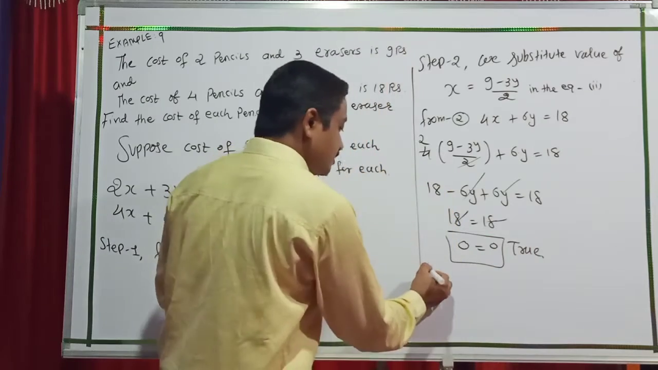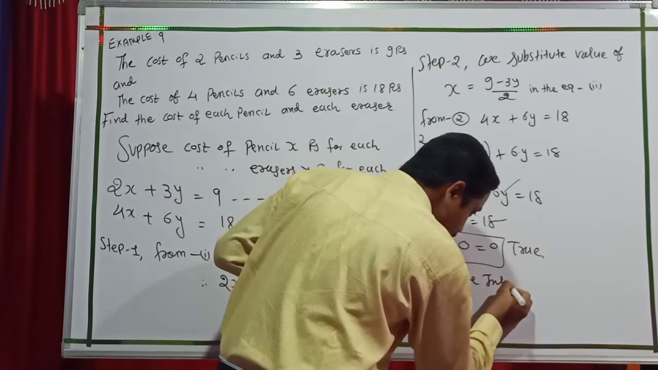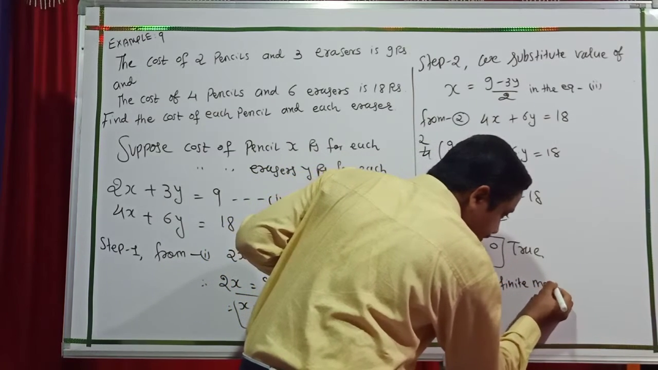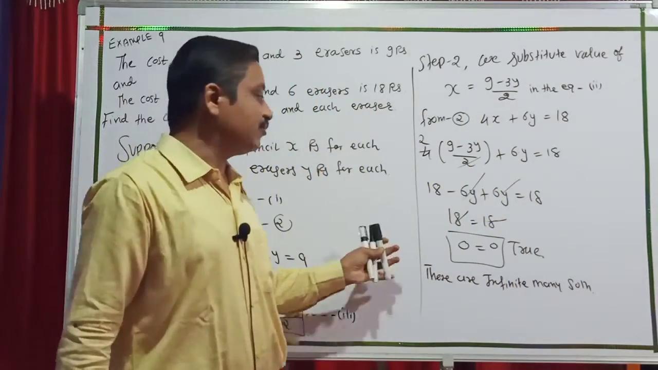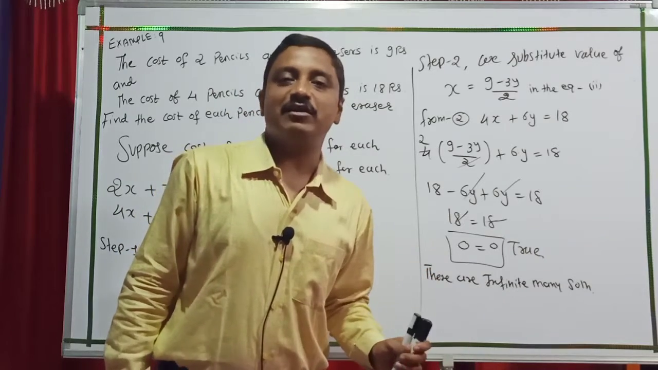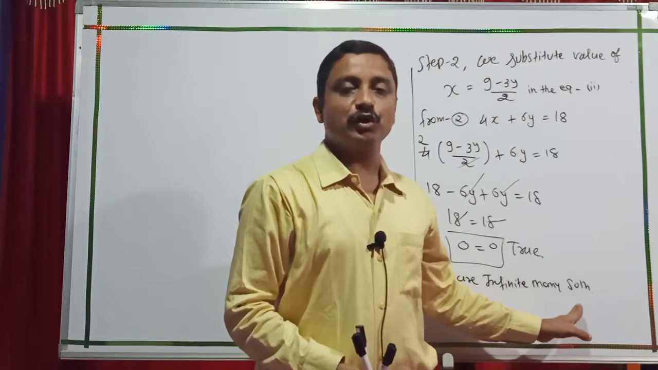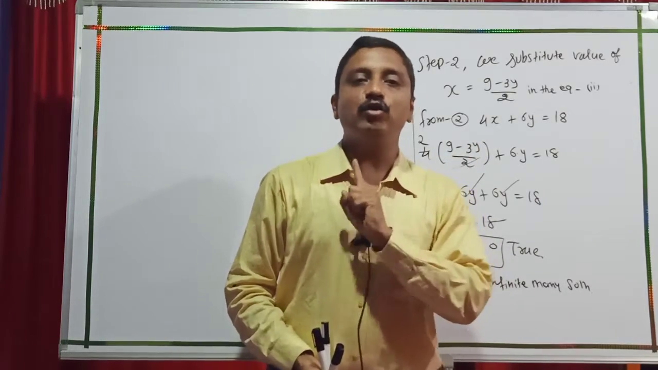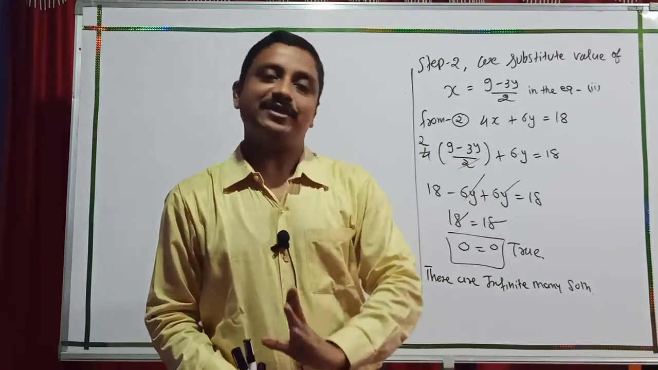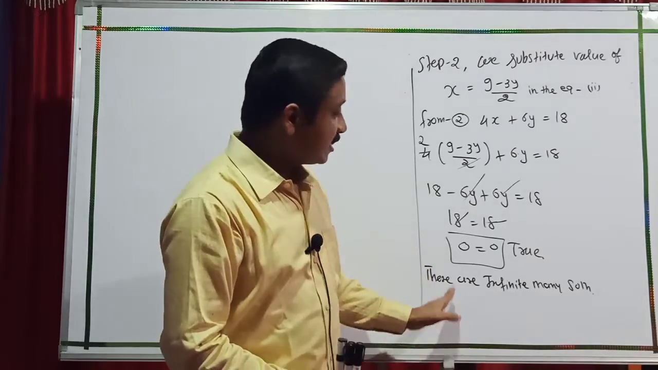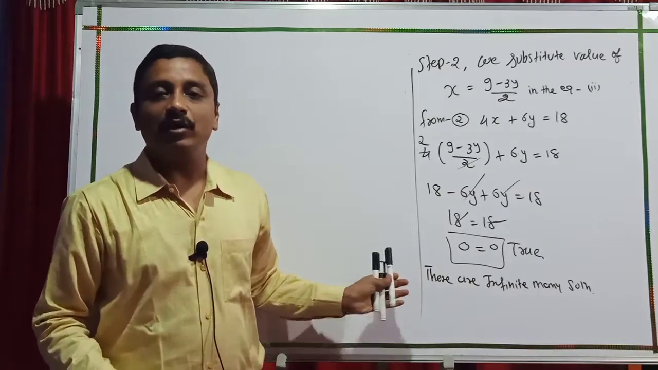So write down, students, there are infinitely many solutions. It means here we cannot determine a particular value for x and a particular value for y, that is, the cost of a pencil and the cost of an eraser. So students, here declare infinitely many solutions. So you can show that we cannot determine a unique solution for our eraser and pencil cost according to our given situation. Correct?